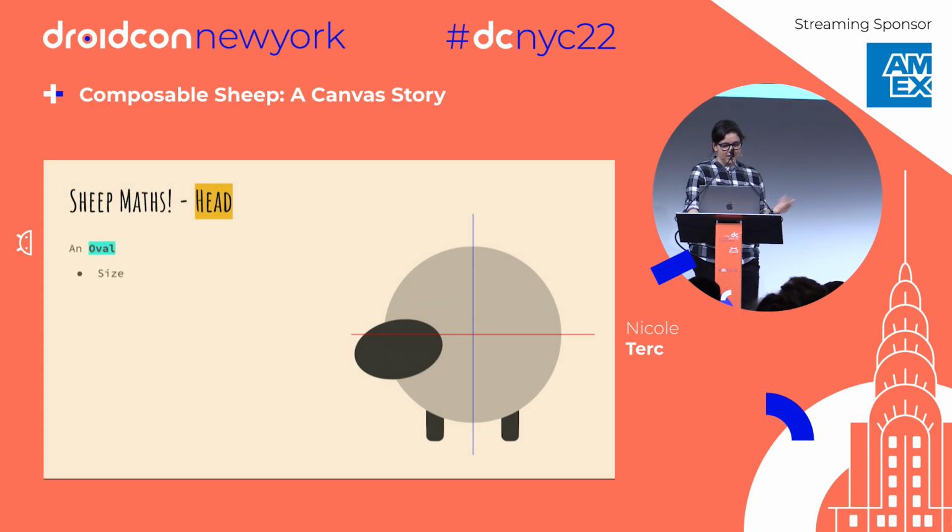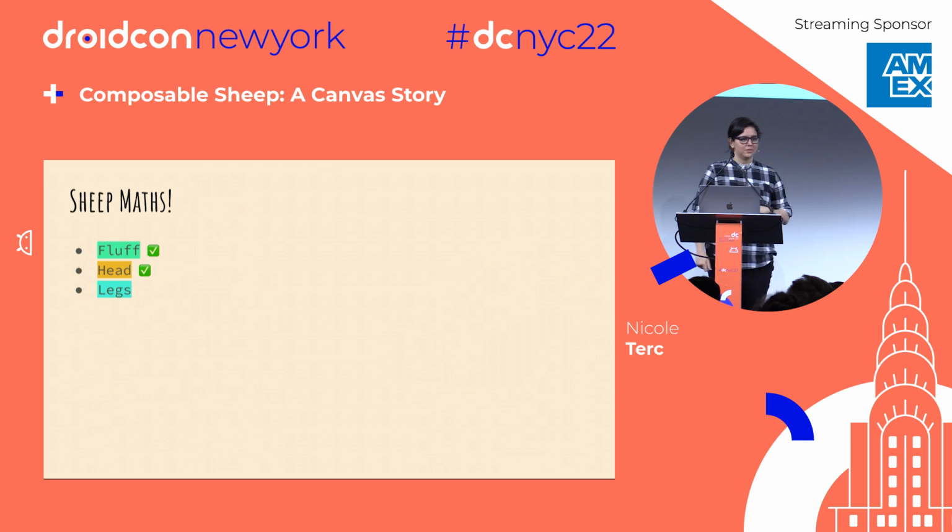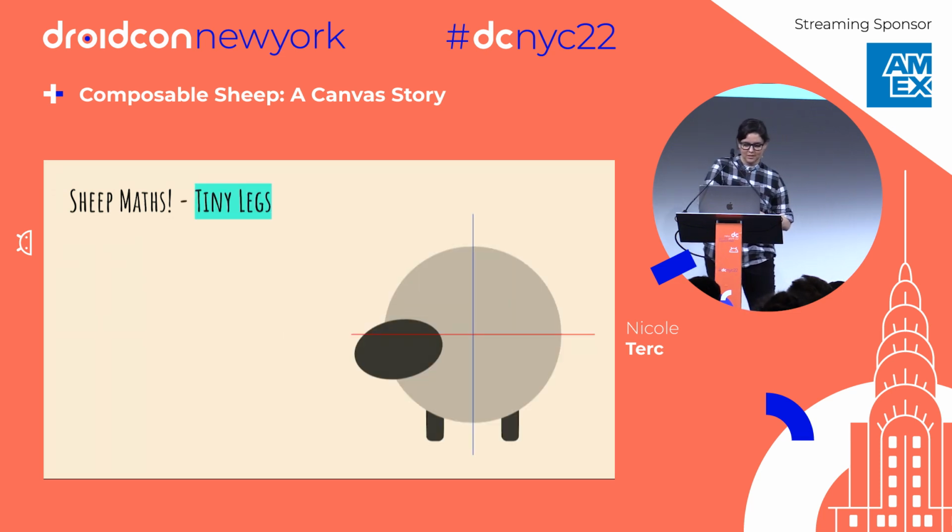Now, let's go for the head. The head, as we know, is an oval. And in order to draw an oval, we need a size, and we need the top left corner. So how are we going to be doing that? Don't worry about the numbers. It was just me playing around with how this looked and how it looked better or not. So you can define and play and mess with it. For the size, I'm using a 2/3 radius oval, and I'm just moving it a little bit up and a little bit to the left. Great. We have the head.